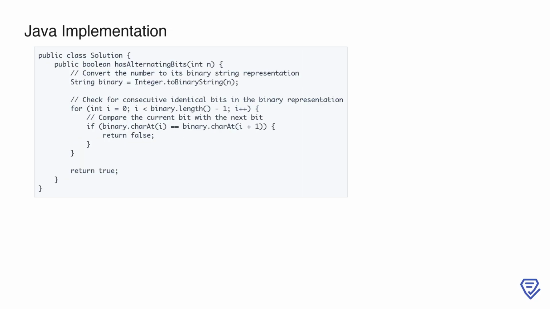This is the Java implementation of LeetCode problem number 693, Binary Number with Alternating Bits. The solution mirrors the Python logic, converting the given integer to its binary string representation and checking for consecutive identical bits. Java-specific differences include the use of Integer.toBinaryString for conversion and explicit type declarations. The loop iterates through the binary string to verify the alternating pattern.